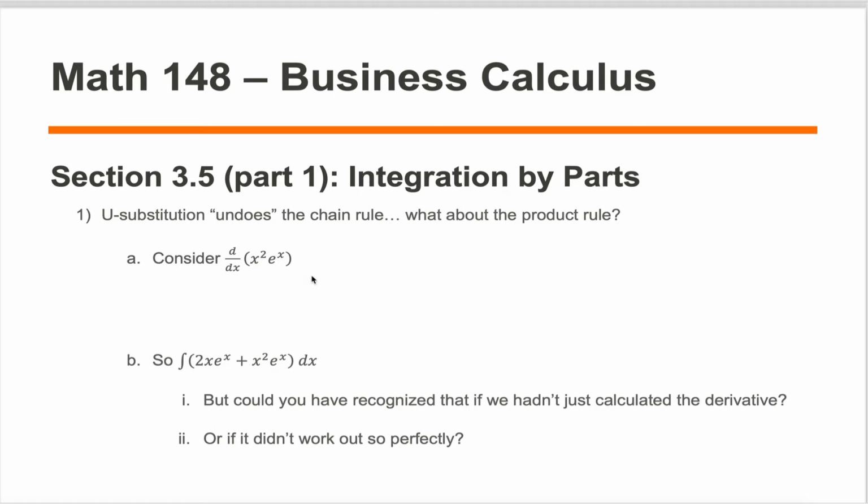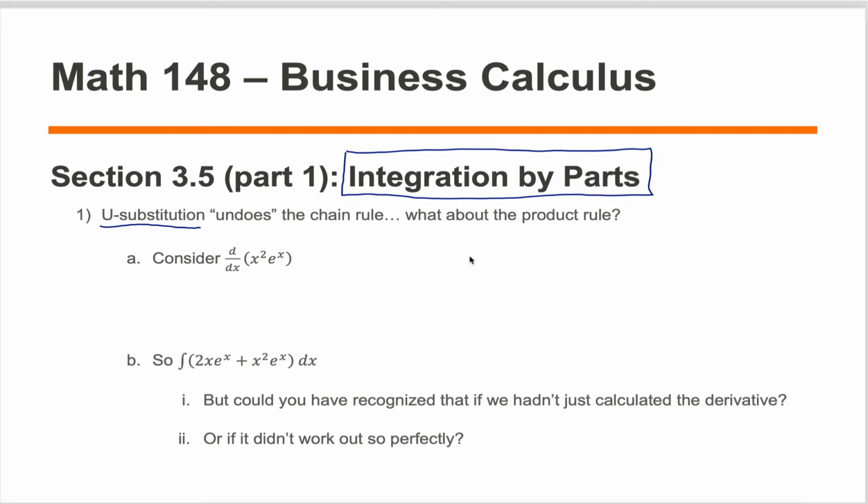Undoing the more basic rules like the power rule isn't that hard. But as we saw in the last section, undoing the chain rule was really difficult. We have to learn this technique called U substitution, which is probably the single most important technique for integration, for finding antiderivatives. However, it's not the only technique for finding antiderivatives. And in this section, we're going to learn another technique. The technique we're going to learn in this section is what's called integration by parts.